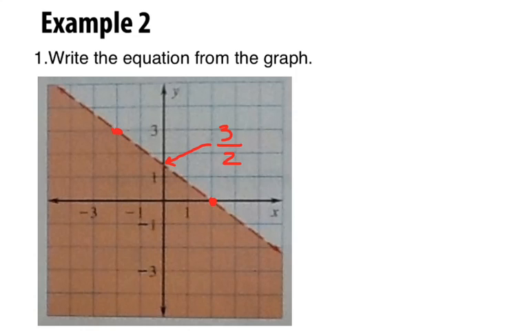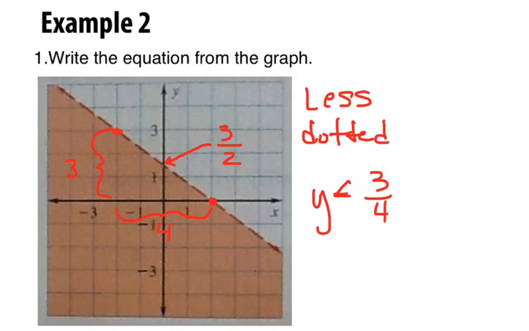Is it positive or negative? It's negative. So you can see those values, 3 and 4. It is negative because it leans to the left. And so you get this, right? That's my slope. I just add in my y-intercept. And that's what you have.